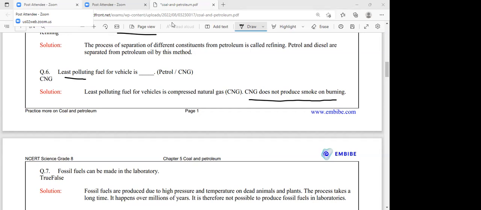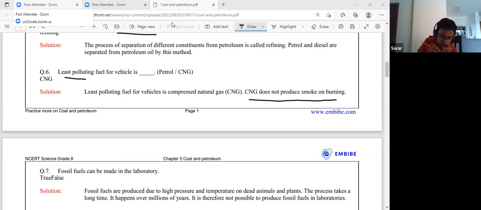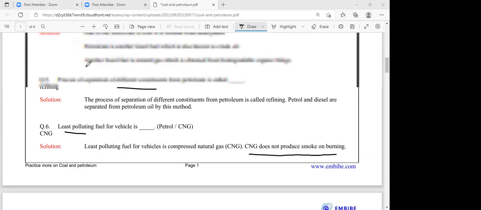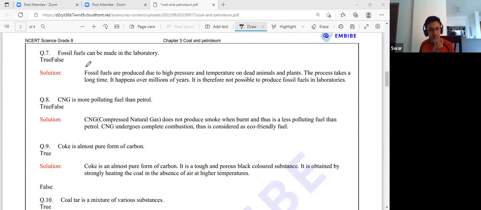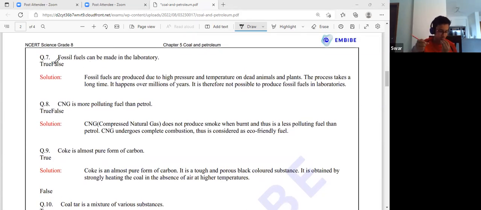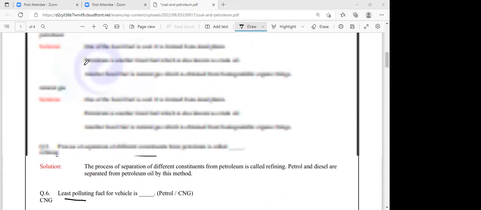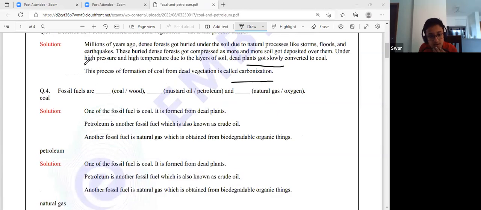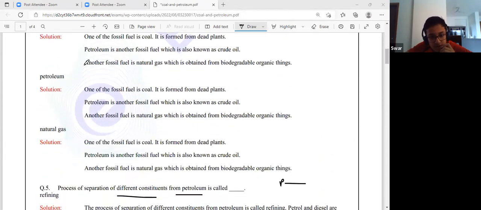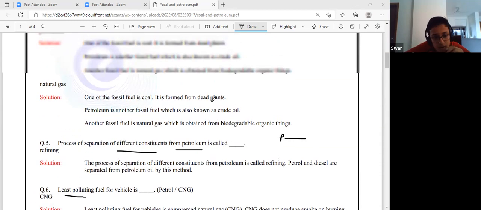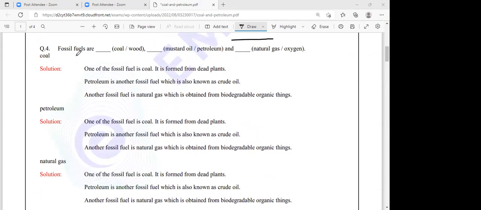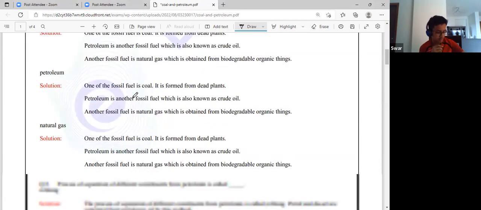Ma'am, question number five, the first one is false. We are doing question number seven. Which one are you doing? Ma'am, in your PPT, question number seven is different, but in your book it's another. How is this possible? Ma'am, question five, the process of separation. Okay, I think in your NCERT book, the fill in the blanks are part of one question. Yes, ma'am. Okay, that's fine.